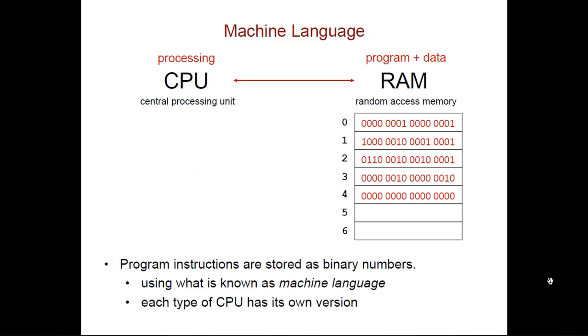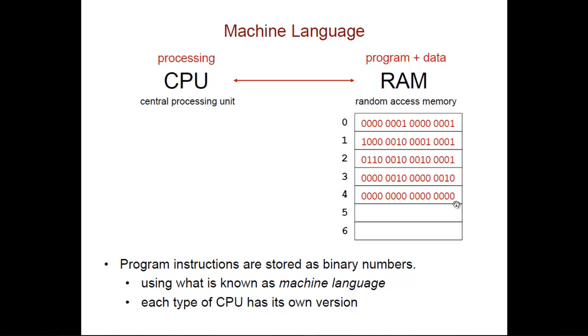Like everything else in a computer, program instructions are stored as binary numbers using what is known as machine language. And each type of CPU has its own version of machine language. So you could imagine your program showing up as binary numbers that look like this, and they are in RAM, just like our data.